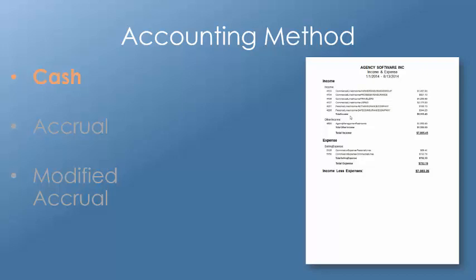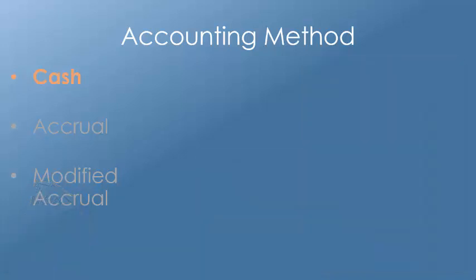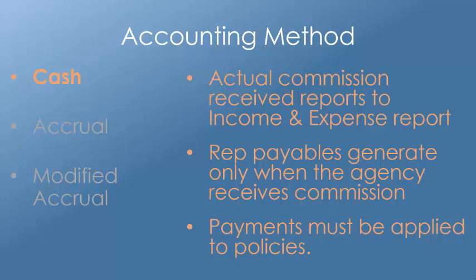Let's first talk about the cash basis, an accounting method where your income is recorded only when paid. Cash agencies can look at their income and expense report to find the actual amount of commission received. They also have the advantage of tracking producer payables based on what was received rather than the entire amount owed on the policy. The disadvantage to a cash basis is that the client's payment must be applied toward a policy, as there are no physical receivable accounts to apply on-account payments toward.